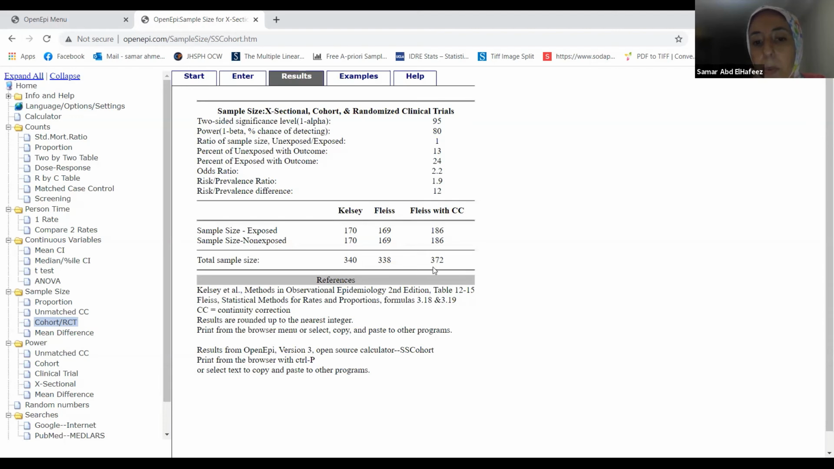The total sample size will be 372, which means that I need to consider 186 women with low education versus 186 women with higher education. Okay.